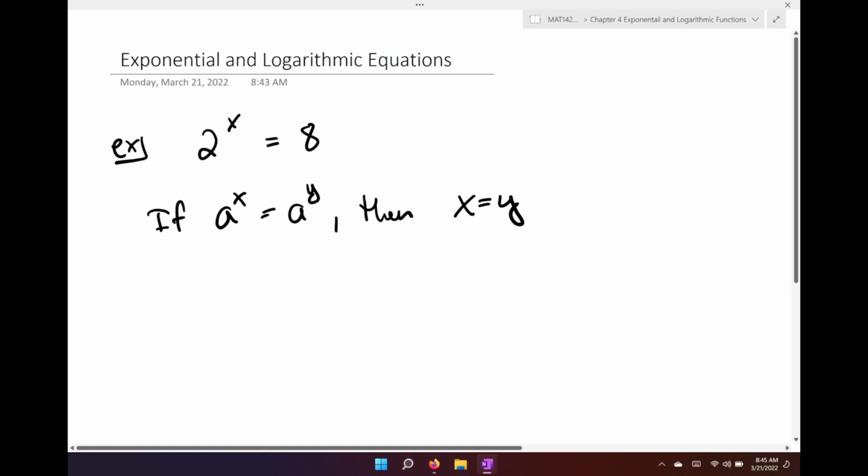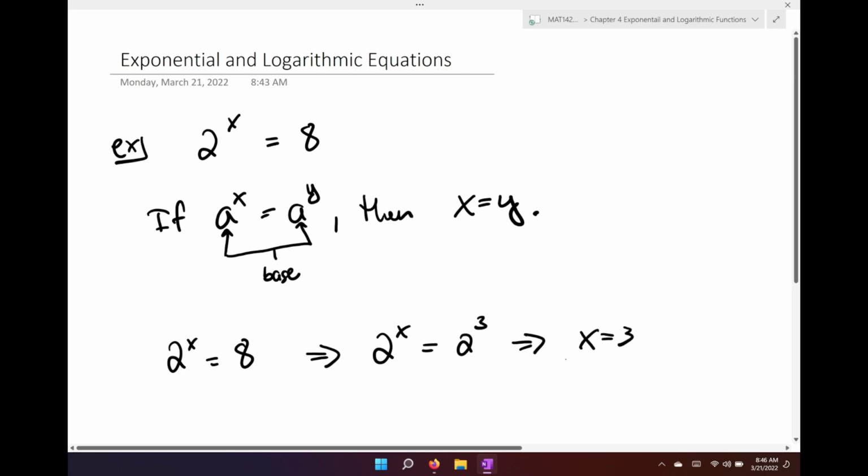So anyways, if you want to use this property, the key here is that the bases for the exponentials have to be the same. So if you look at 2 to the x equals 8, currently they're not the same. However, we can rewrite this equation as 2 to the x equals 2 to the third. So now that we have the bases equal to each other, we're allowed to say that x will equal 3. So this is very nice and very straightforward as long as the bases are the same.